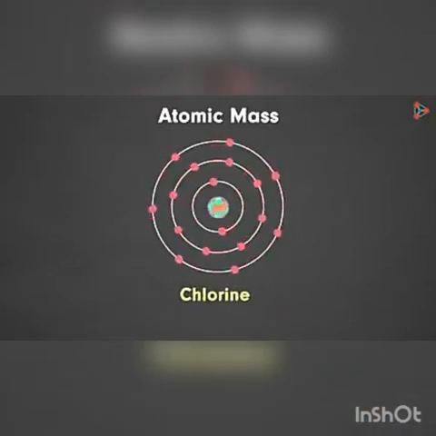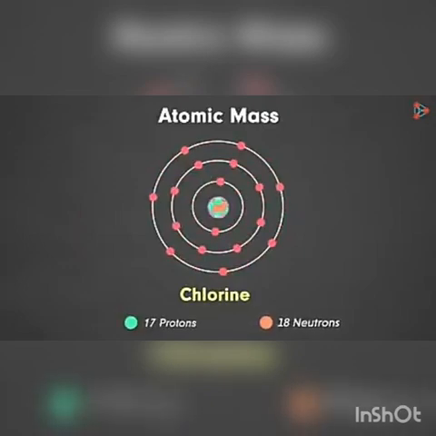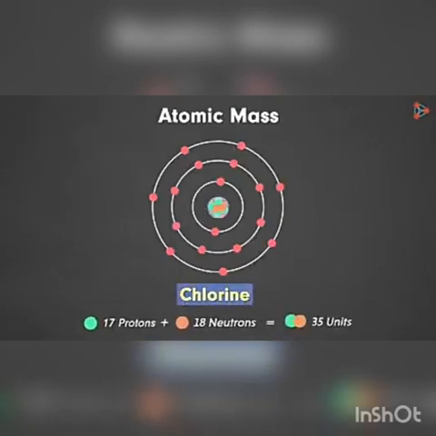Now let's take another random example of chlorine. A chlorine atom has 17 protons and 18 neutrons. That means the atomic mass of chlorine will be 35 units, right? Absolutely. But wait a second.